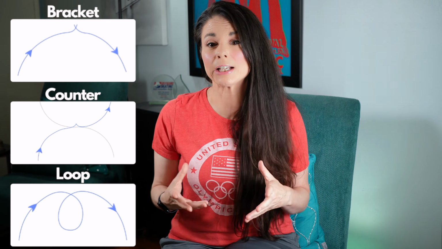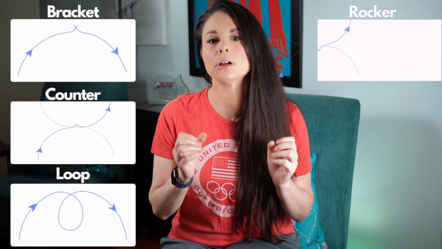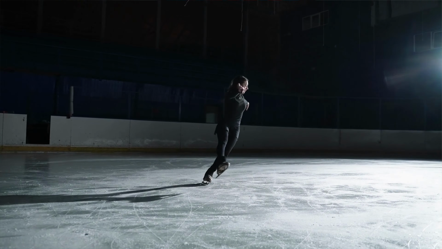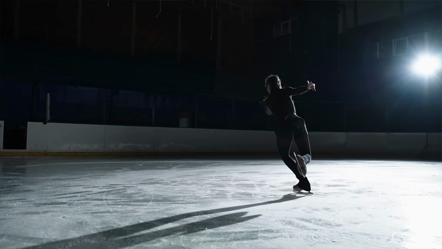Or the repeated difficult turn can be executed once in each combination. For example, first combination or cluster, bracket, counter, loop. The second combination or cluster, rocker, counter, twizzle. 3 turns, change of edge, and jump and hop changes of the feet are not permitted in your combinations or clusters. It's important to understand that a turn's exit edge is the next turn's entry edge.